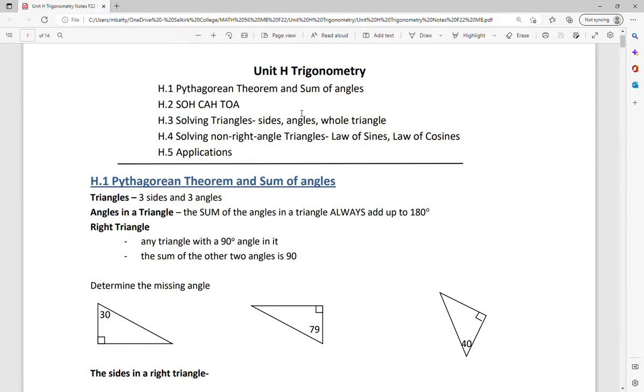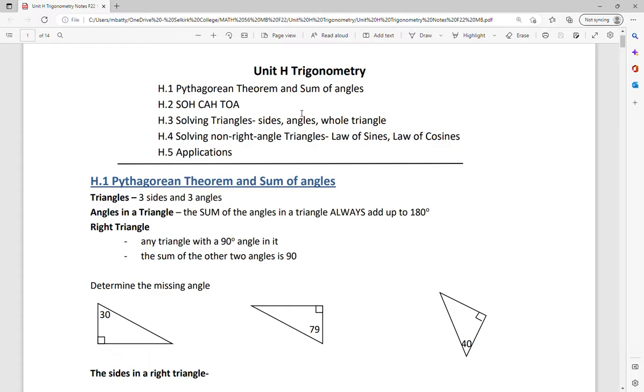So this is our final unit in Math 56. It's trigonometry. Some of this you'll have done before, and like always, some of it will probably be new. We're going to start out with Pythagorean Theorem and the sum of angles in a triangle. So all triangles have three sides and three angles.